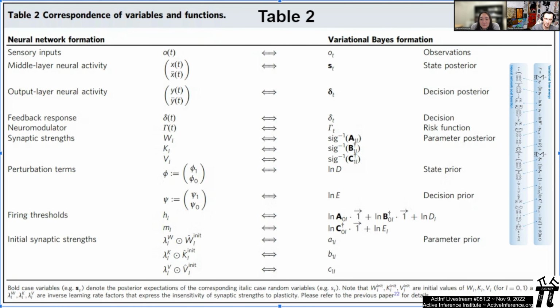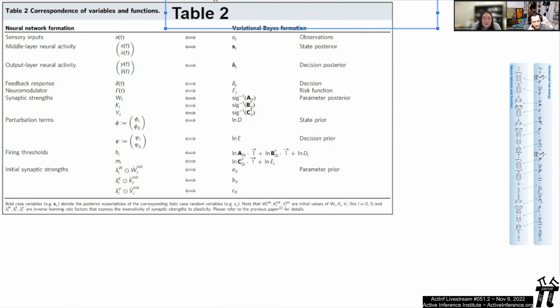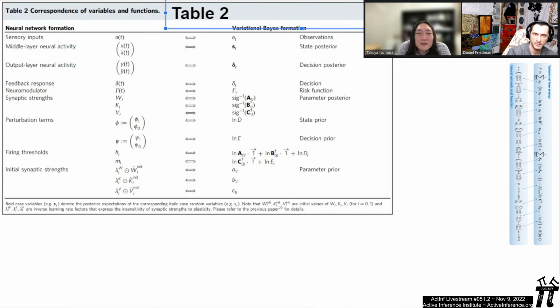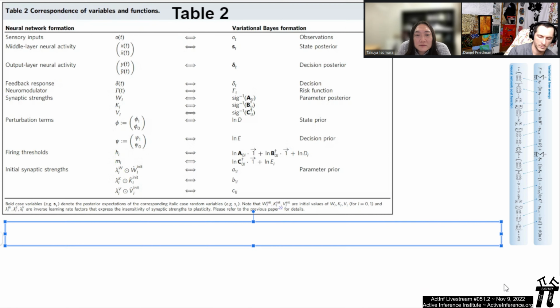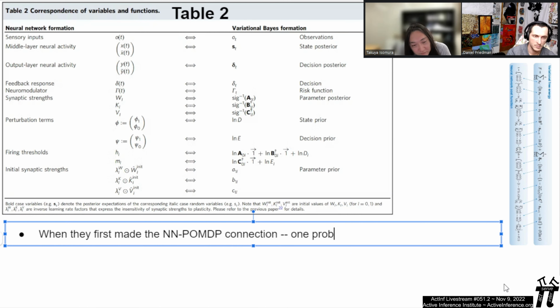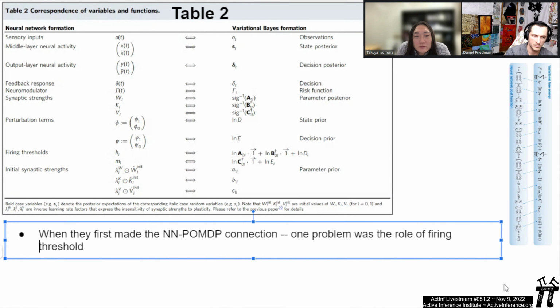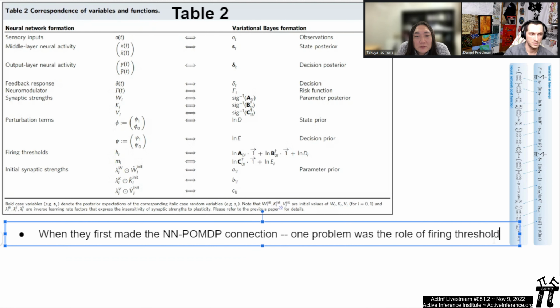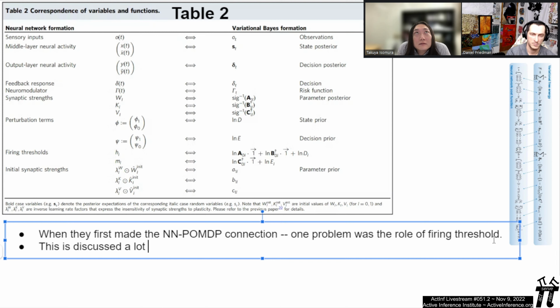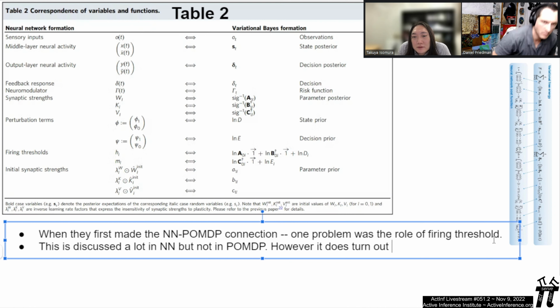Yeah, there is an interesting story. That's a very interesting point. When we first tried to make an analogy between neural network and POMDP, one problem is the role of the threshold factor, because as you said, it is not observed in the POMDP structure. But there is another factor in POMDP, which is prior belief, prior expectation about hidden state, which is usually expressed by the D matrix. And what we considered is the relationship between the D matrix and the firing threshold.